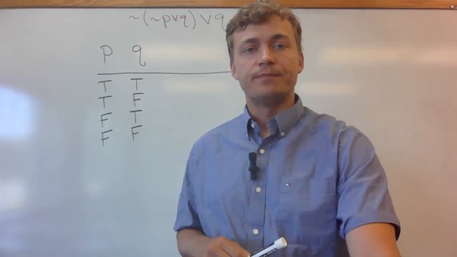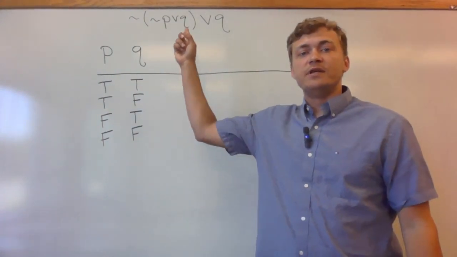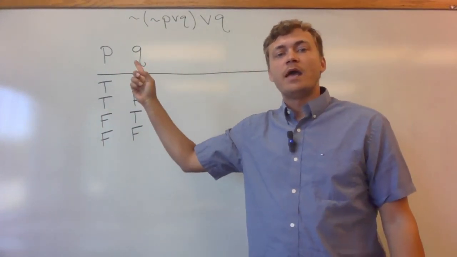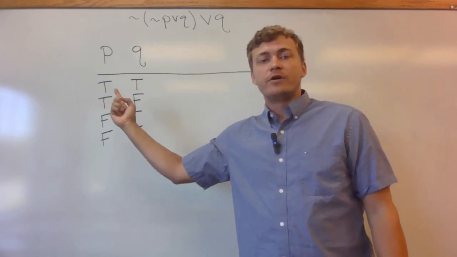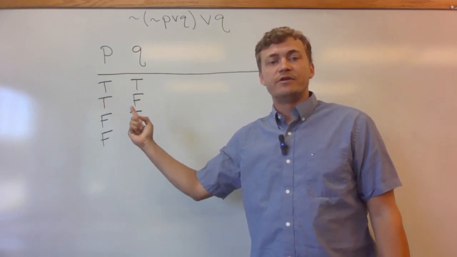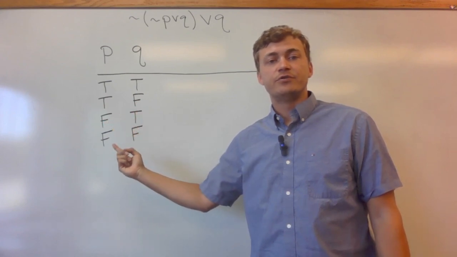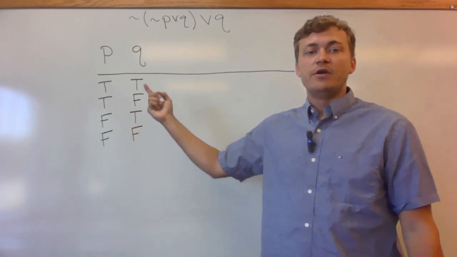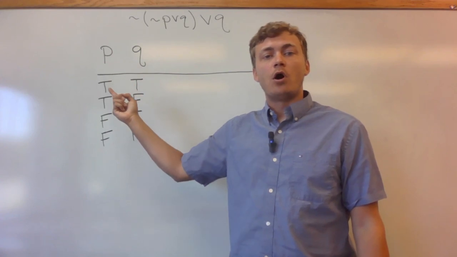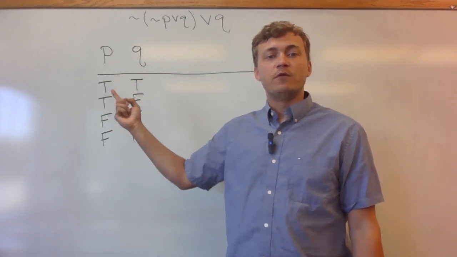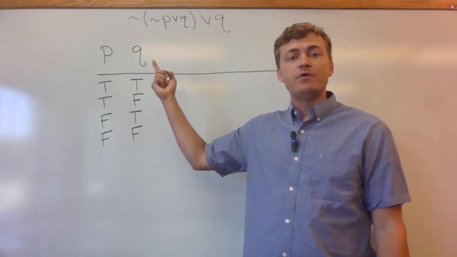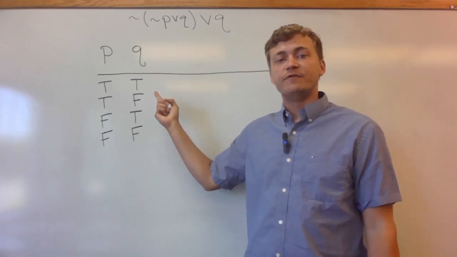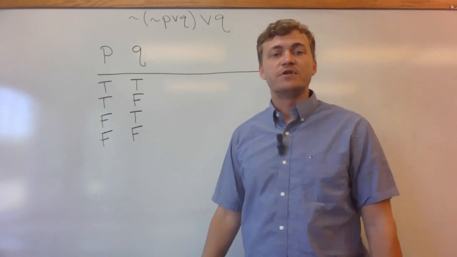I will go to the full screen. Note here, this is what we're creating our table for. Let's list our two simple statements, P and Q, whether they're both true, one is true and the other false, one is false and the other true, and then both being false. For P, we will always list our four values as true, true, false, false. And for Q, our second statement, we will alternate true, false, giving us the four scenarios.